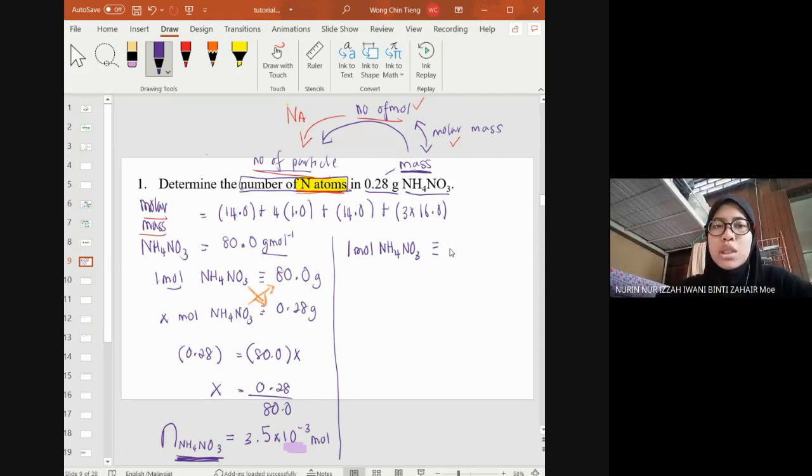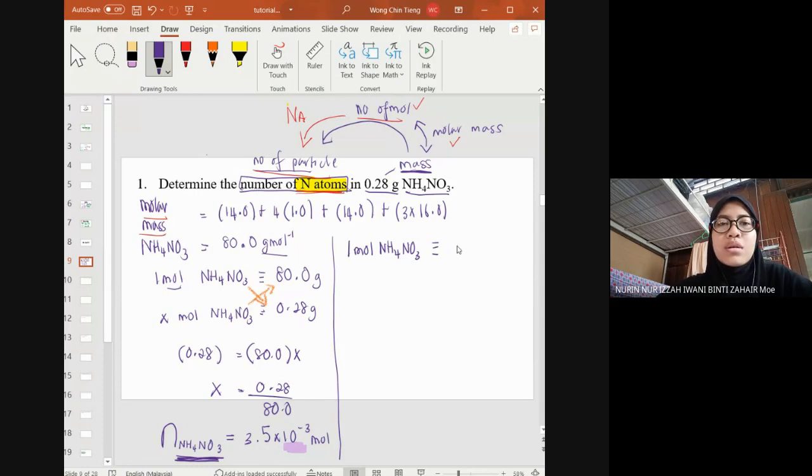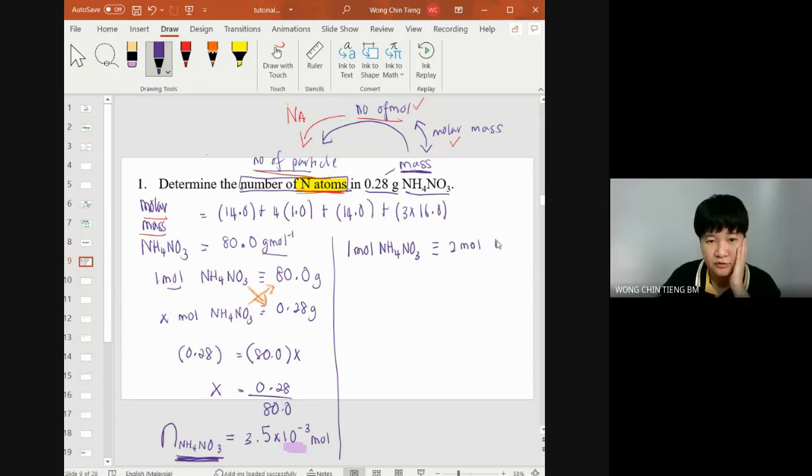3.5 darab 10 negatif 3. 1 mole ada berapa nitrogen? Ada 2. 2 mole of nitrogen. Okay? Lagi tepat 2 mole of nitrogen atom. So kalau sekarang saya ada 1 mole bersamaan dengan 2 mole, and right now I have 3.5 times 10 to the power of negative 3 mole of your ammonium nitrate only. Okay, tak ada 1 pun.